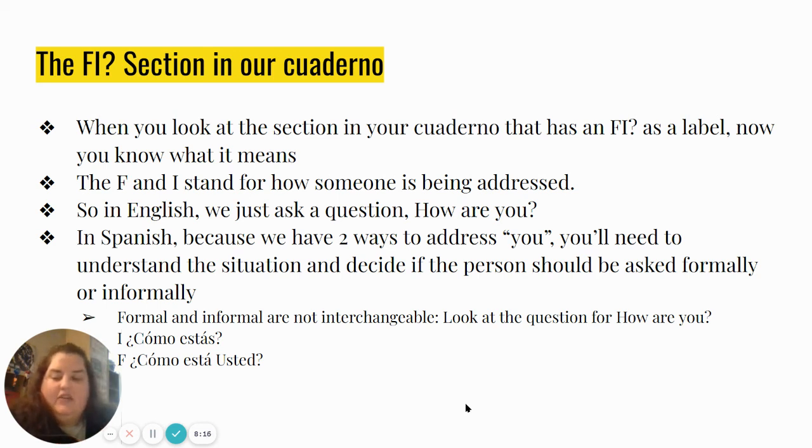Let's take a quick look at the question, how are you? If you ask someone informally, it's ¿Cómo estás? Two words. If you ask someone formally, it's ¿Cómo está usted? So you have an additional word, and you've changed estás to está. The word cómo is our question word for how, so that doesn't change. Question words don't change.